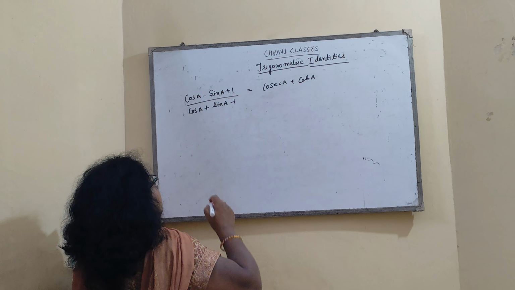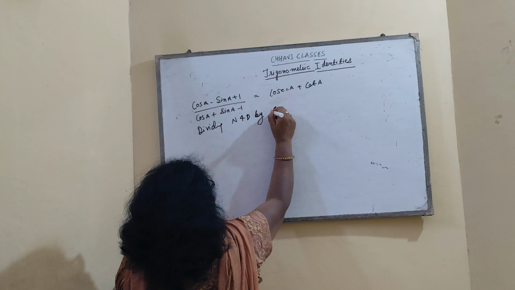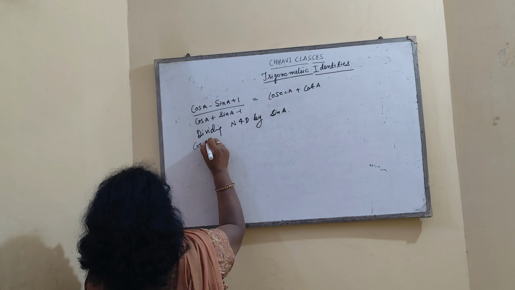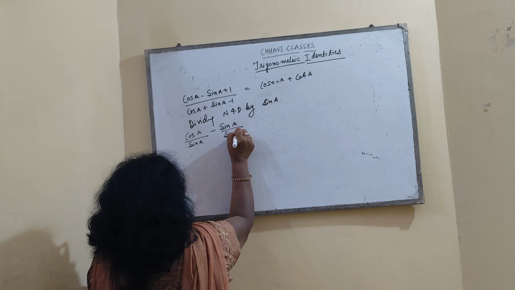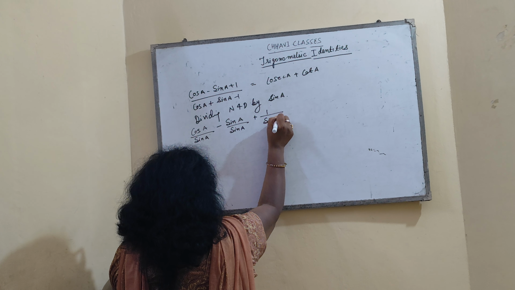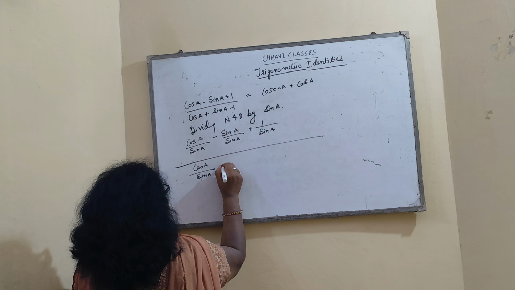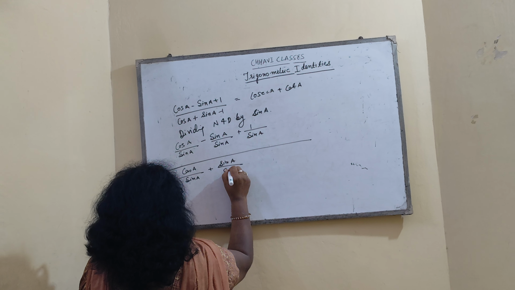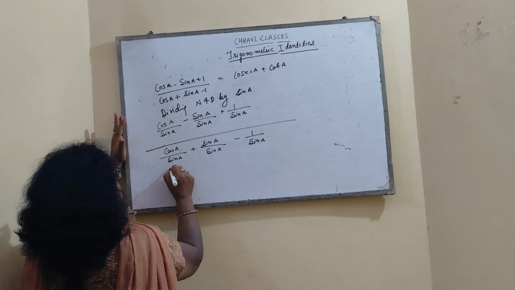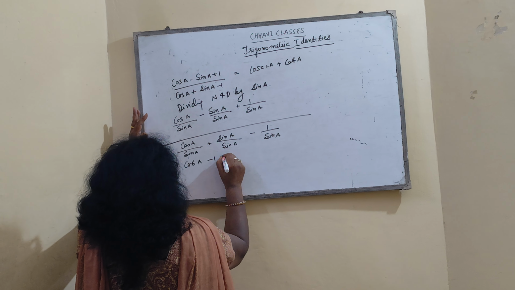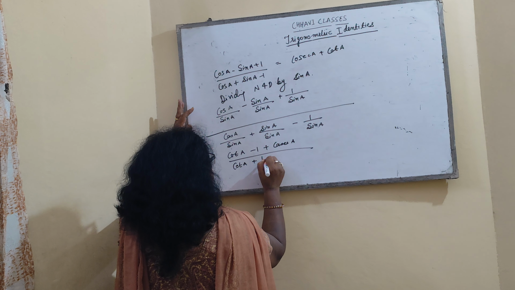So how to find the cosec A? We will divide numerator and denominator by sin A. So cos A upon sin A minus sin A upon sin A plus 1 upon sin A, upon cos A upon sin A plus sin A upon sin A minus 1 upon sin A. Now as we know, 1 upon sin A is cosec A, so it is cot A minus 1 plus cosec A upon cot A plus 1 minus cosec A.